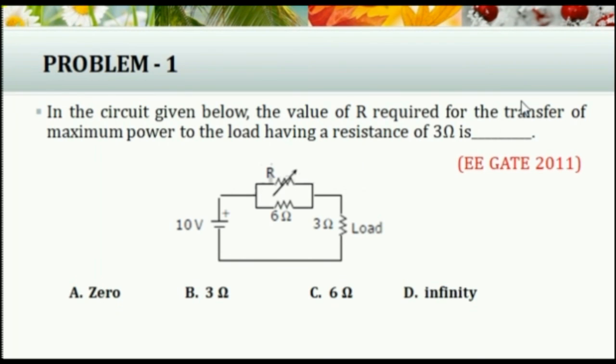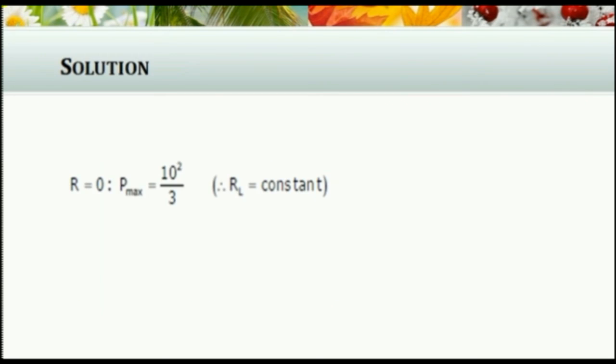Problem 1. In the circuit given below, the value of R required for the transfer of maximum power to the load having a resistance of 3 ohm is. The answer is 0. Now we see the solution. If I choose R 0, then the equivalent resistance becomes 0. Then maximum power is transferred to the load.